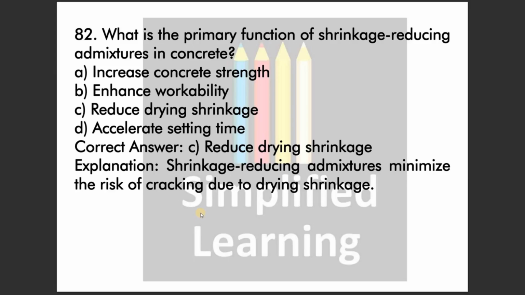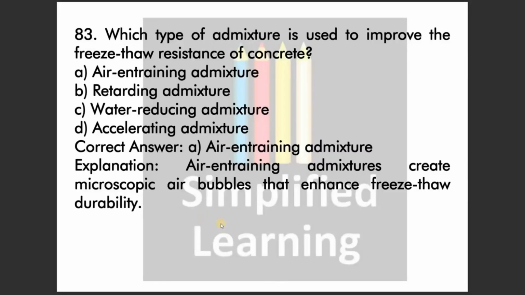The answer is it reduces drying shrinkage. Okay, the function of shrinkage reducing admixture in concrete is to reduce drying shrinkage. Which type of admixture is used to improve the freeze-thaw resistance of concrete? Okay, air entraining admixtures. It introduces or creates microscopic air bubbles that enhance the freeze-thaw durability. Means in cold countries, in cold climates, we are going to introduce the air entraining admixture in the concrete mix.